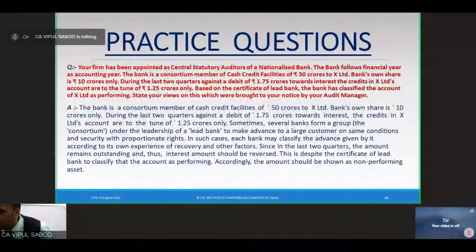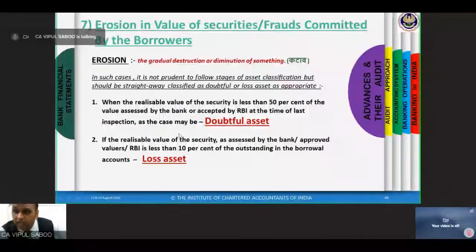Right? It is an example based upon a question on how the individual banks, although the asset was a performing one, had to classify it as NPA just because they were not receiving their shares. Erosion in the value of securities or frauds committed by the borrowers. So erosion means soil erosion, you know. Similarly, erosion means gradual destruction or decline in the value of something. So whatever security or collateral you have furnished, its value is decreasing, declining day by day.